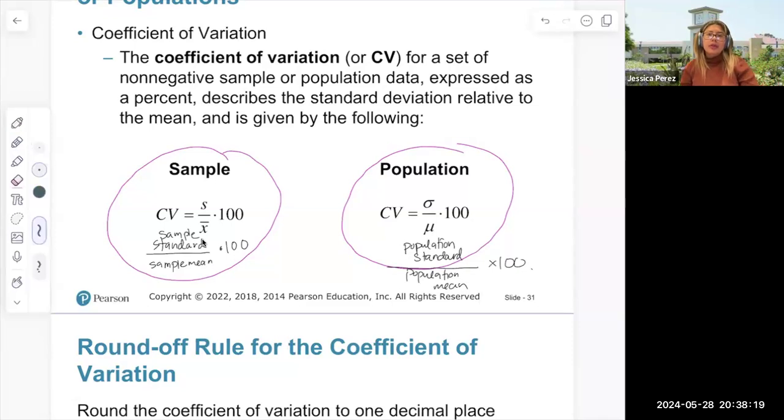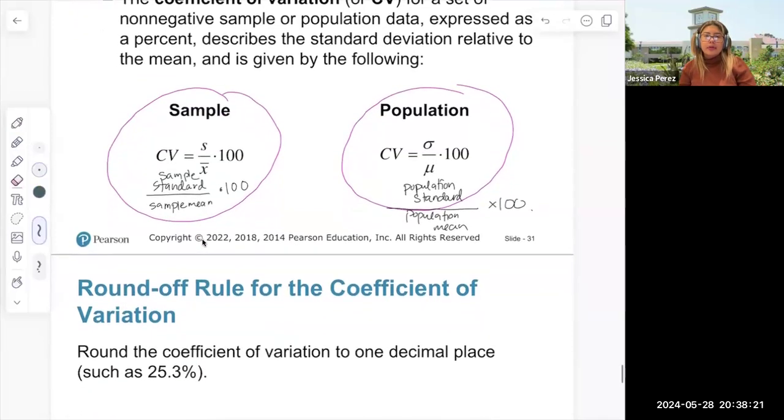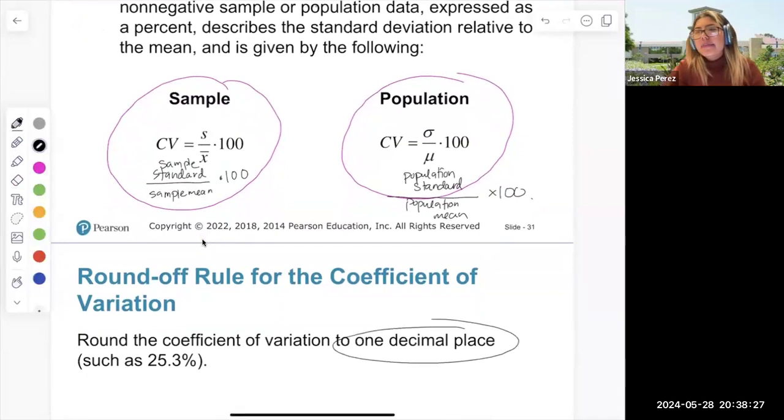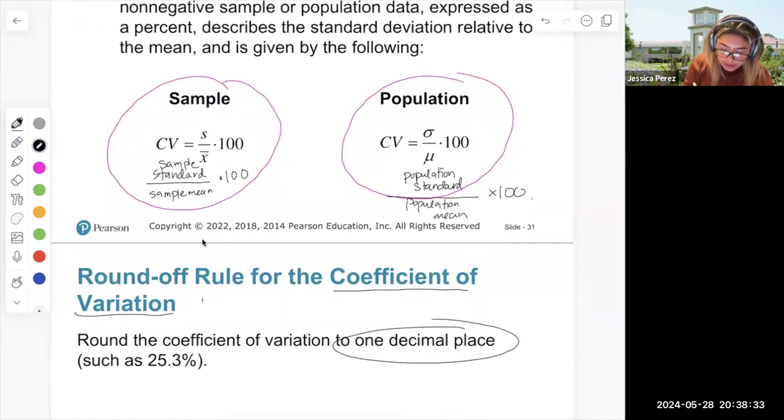Okay, we're going to use the round-off rule: one decimal point. So that is going to be consistent. And it's going to be a percent. The coefficient of variation is a percentage. That's why we multiply by 100. So let's write that down.